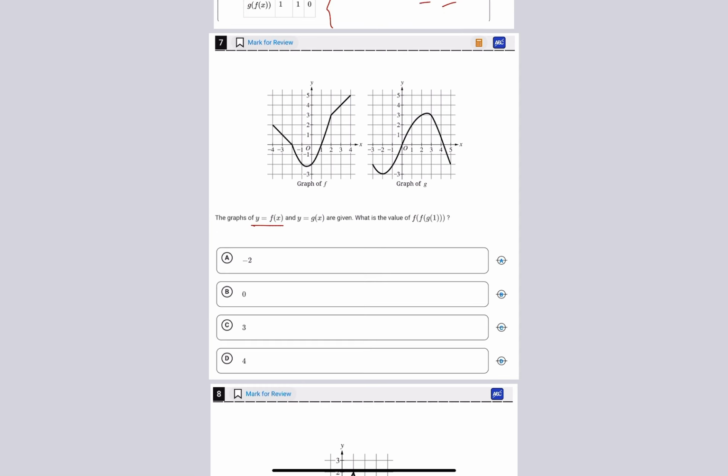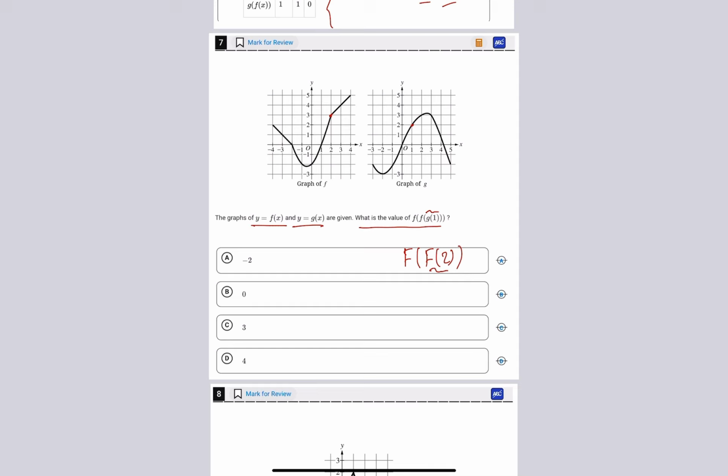The graphs of y equals f of x and y equals g of x are given. What is the value of f of g of 1? Well, let's first find g of 1. When x equals 1, g of 1 equals 2. So now I have f of 2. Now, what is f of 2 when x equals 2?